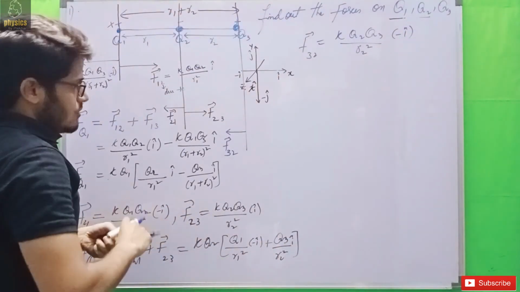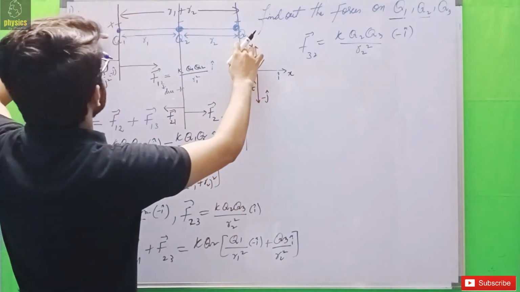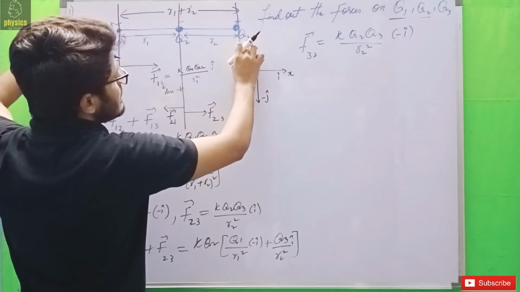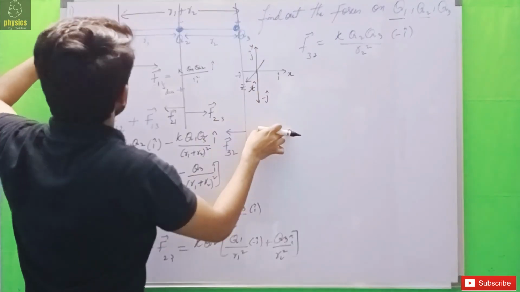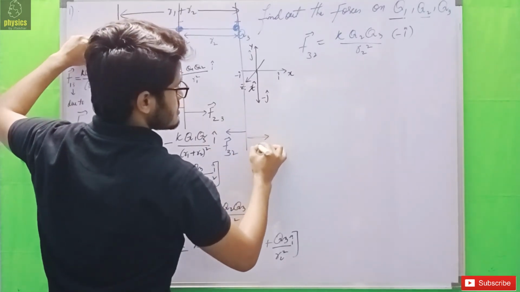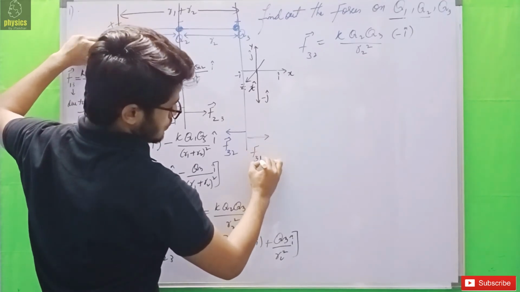Okay, now the force on Q3 due to Q1: because they have the same polarity, Q3 will experience a force away from Q1. So the direction of the force will be this. That is the force on 3 due to 1.